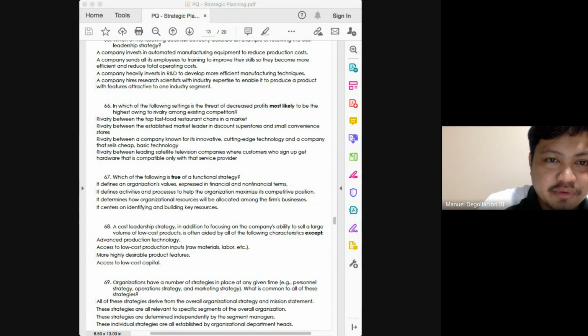Rivalry between the established market leader in discount superstores and small convenience stores. There's really not much of a competition between superstores and small convenience stores. Rivalry between a company known for its innovative, cutting edge technology and a company that sells cheap, basic technology. To some extent, they're not actually competing directly. Okay, so this would not be a likely answer.